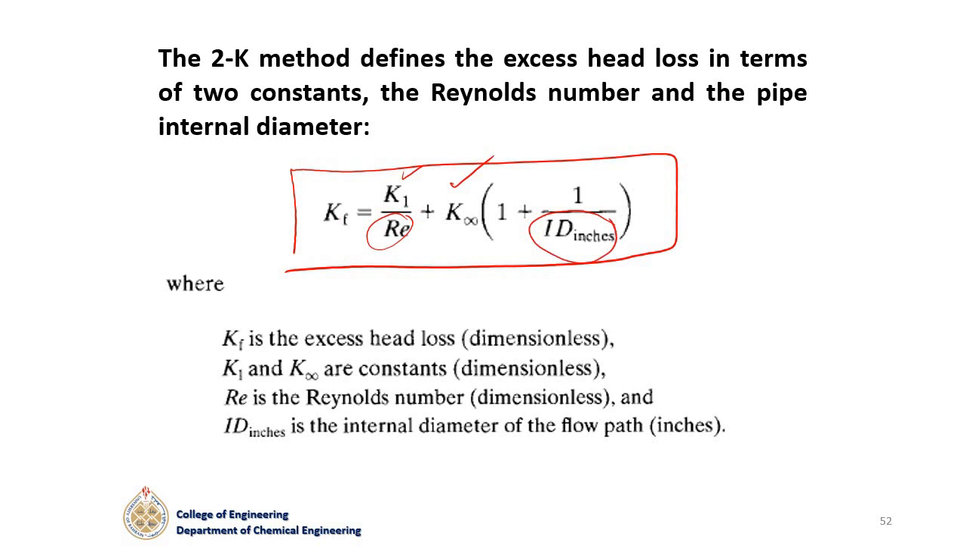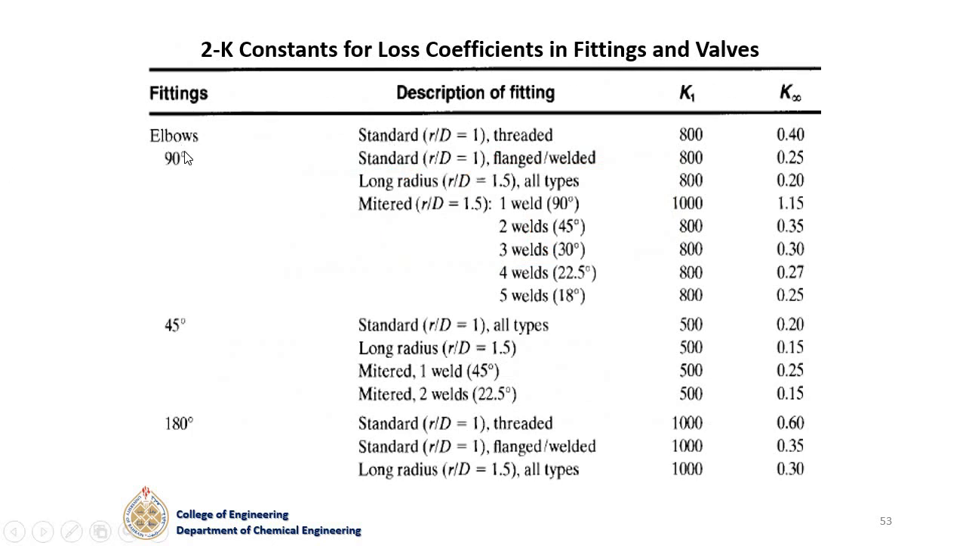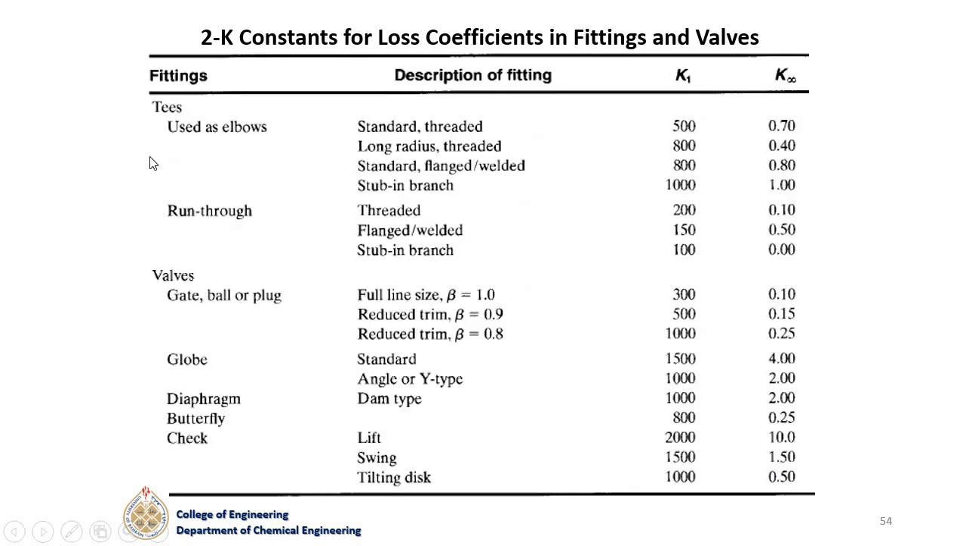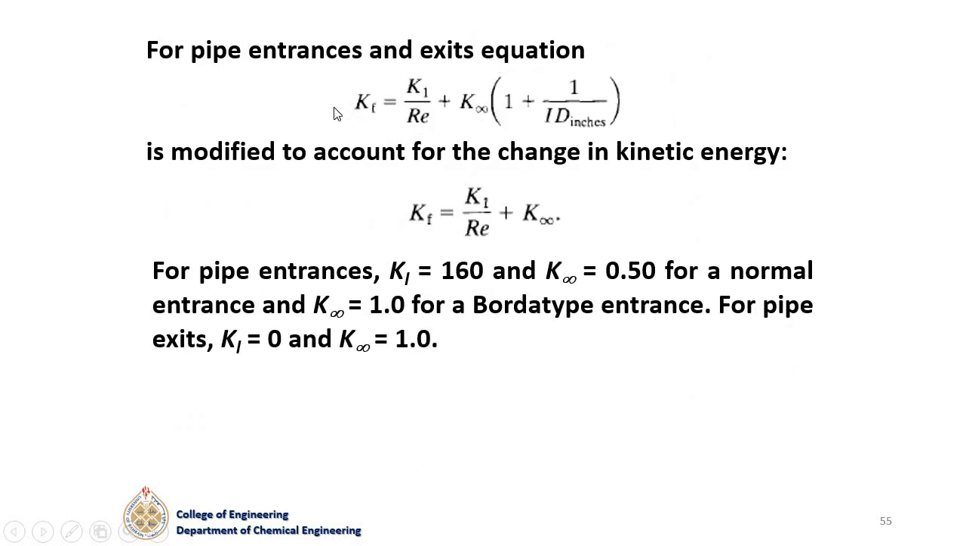Okay, how can I get K1 and K infinity? It told us, if you have an elbow, these are the K1 and K infinity. An elbow with a long radius is 800, 0.2. If you have a 45 degree elbow with a standard R over D, it is 500, 0.2. If you have a standard 180 degree elbow, it's going to be 1000, 0.6. It could be a T, or a valve, or a standard globe valve. We get the K1 and K infinity to find Kf, and by that I'm going to get the Kf values.